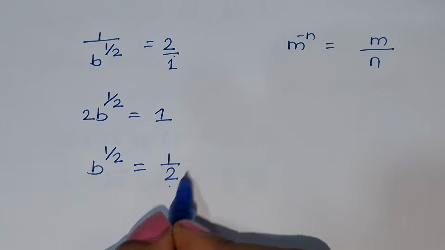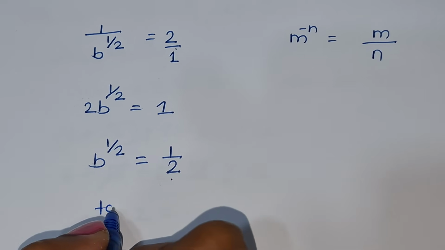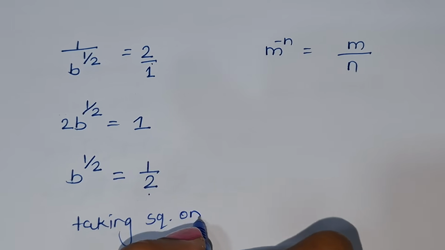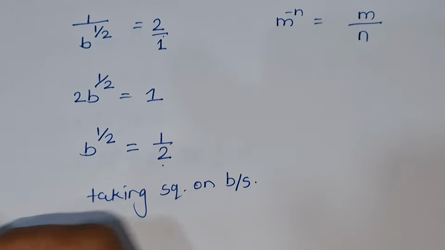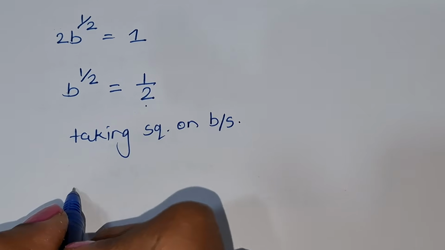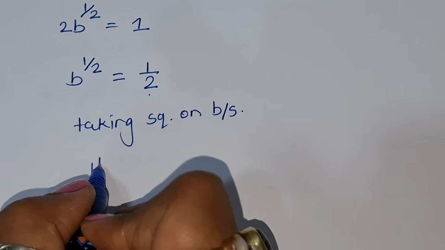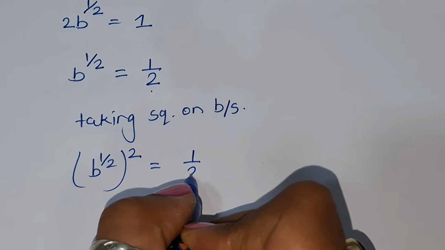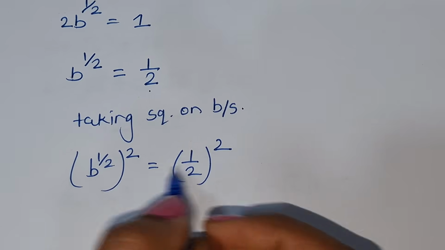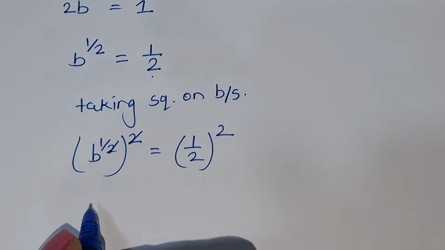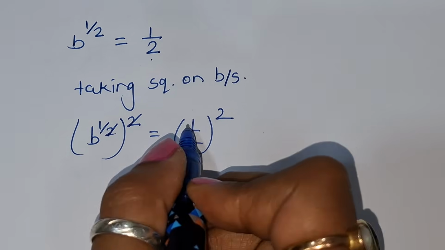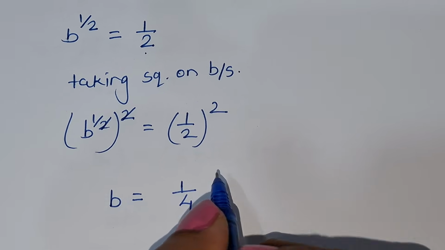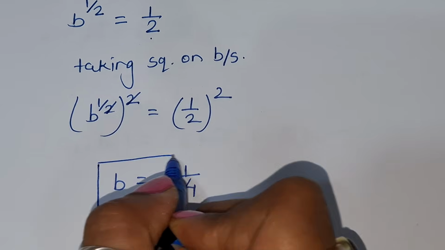So we can take square on both sides. Taking square on both sides, we will get b power 1 by 2 whole square is equal to 1 upon 2 whole square, right? So this 2 is cancelled with this 2. So we can say b is equal to, now 2 2s are 4, 1 upon 4. So value of b is equal to 1 upon 4.